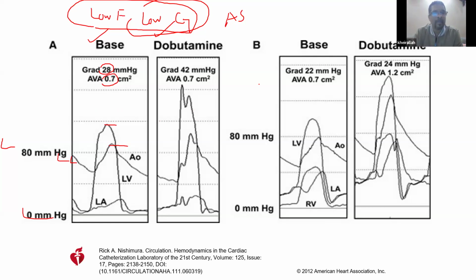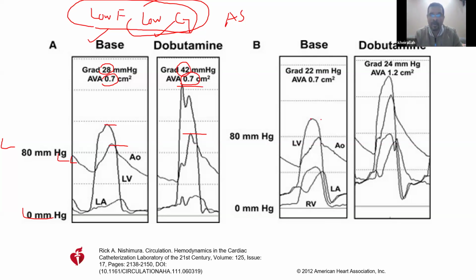So they give dobutamine in the cath lab. Look at the gradient change. Now the gradient is 42 mean. What is the area? 0.7. What's the meaning of that? I have true severe aortic stenosis, because with augmentation of the flow, I managed to induce a gradient of 40 and above, and the area remains the same. So this is true severe aortic stenosis.